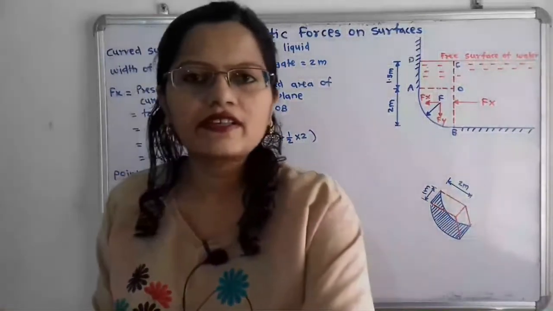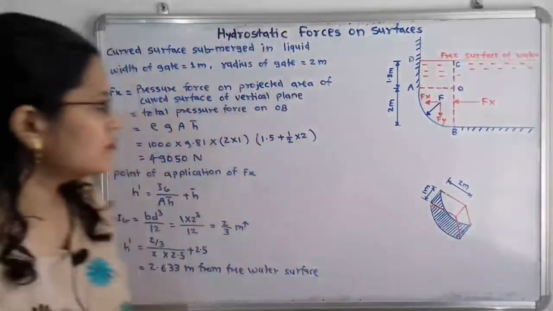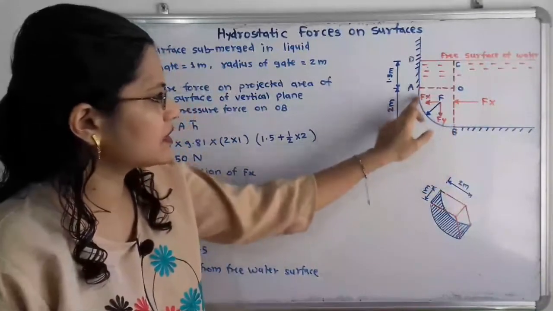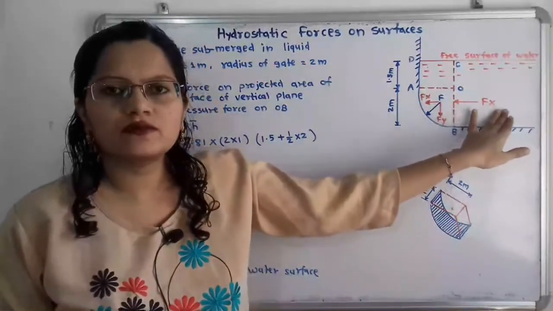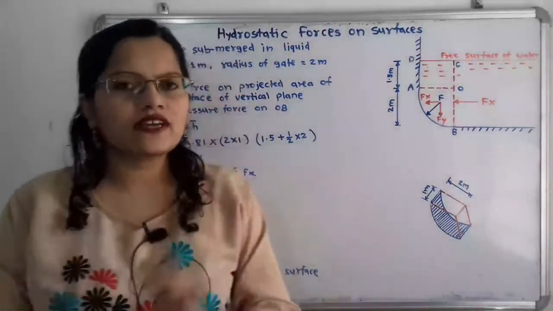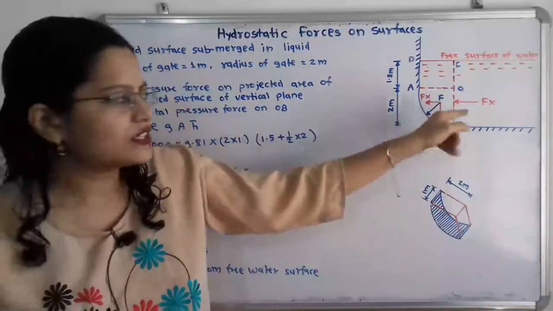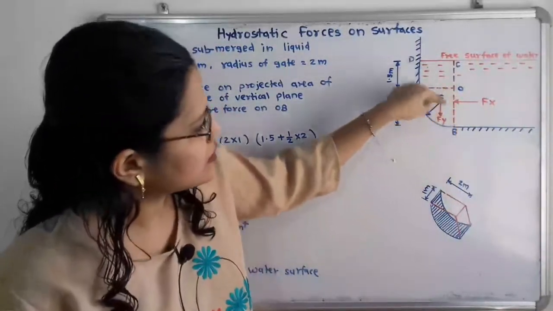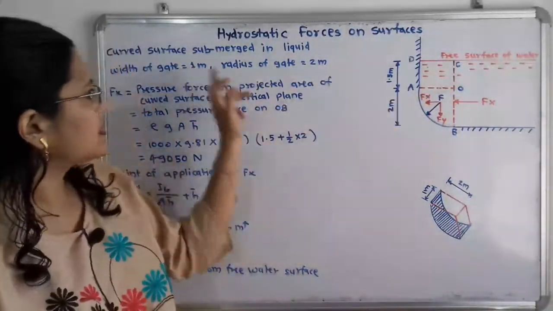How can we define this Fx? Before calculating this Fx we have to define that. Here, it is the pressure force on the projected area of the curved surface. This is the projected area of the curved surface, and we have to find this pressure force, that is the force on the vertical plane. While we calculate this Fx, this is the force in the horizontal direction acting on this vertical plane. This vertical plane we can consider as the plane OB. What is the width given? The width is given, that is 1 meter.